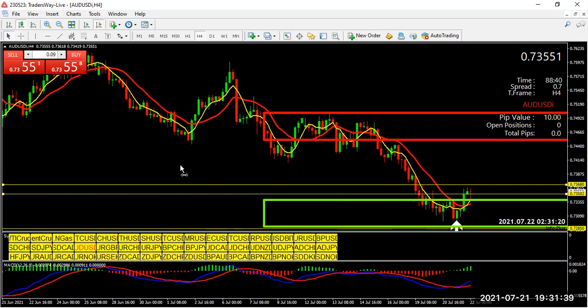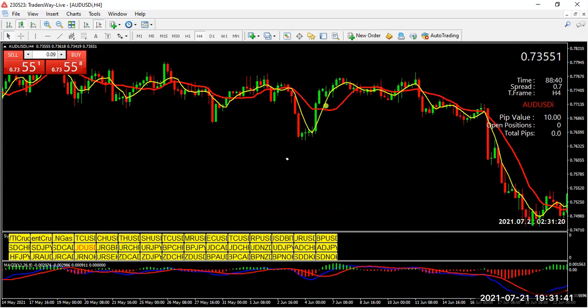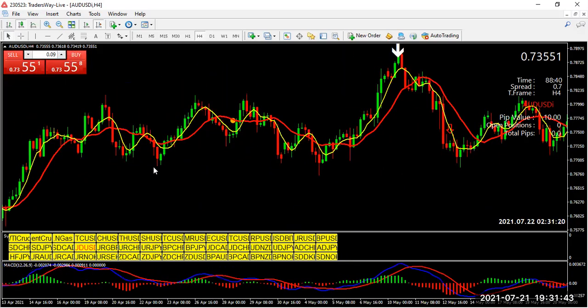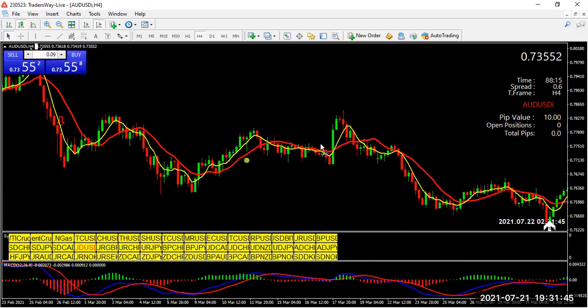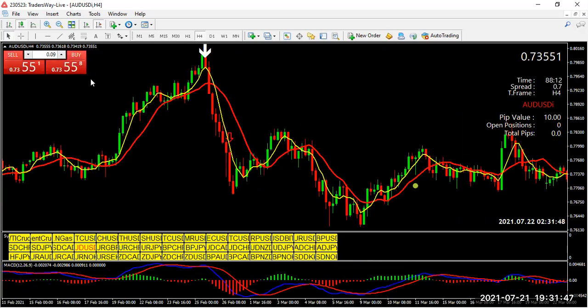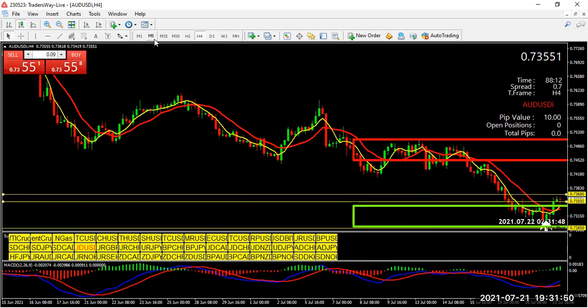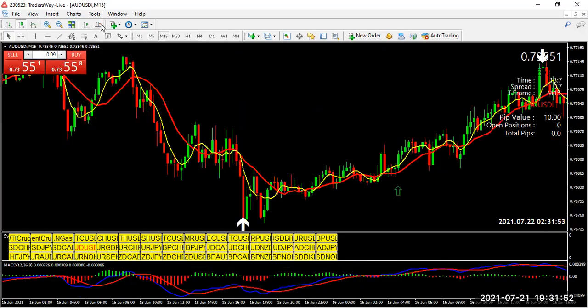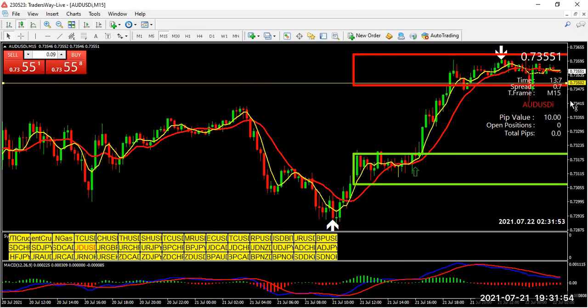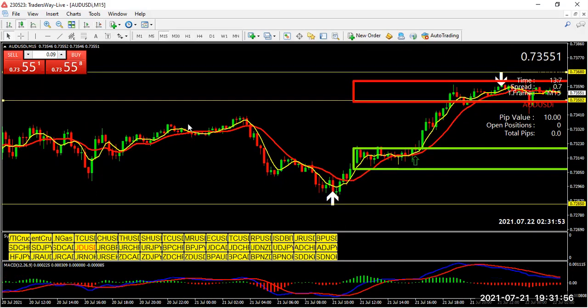Bears are here, inside, in and or around that zone. That's what I'm looking for. Okay, I'm not going that far back. I got what I needed. So let's go to the 15-minute.